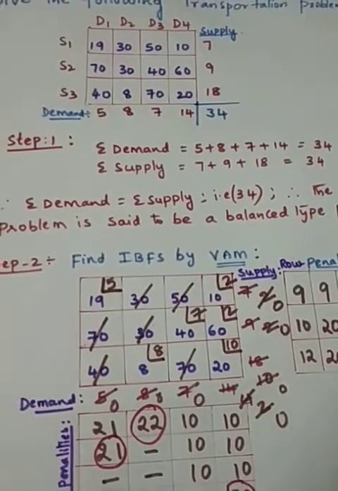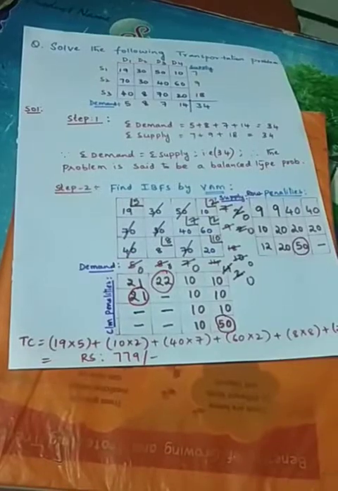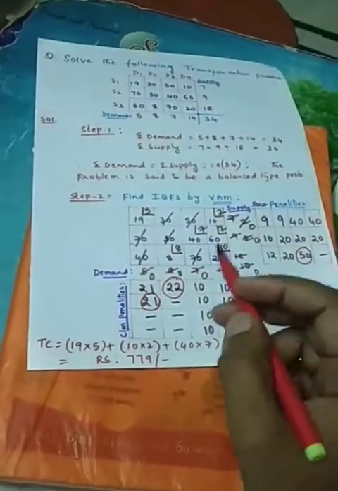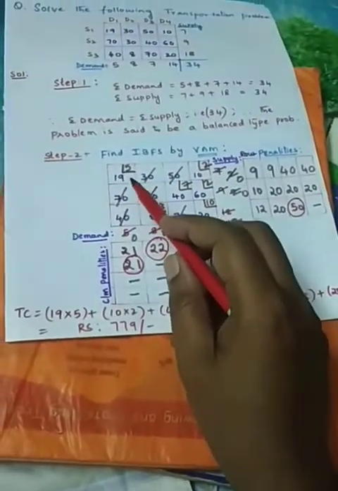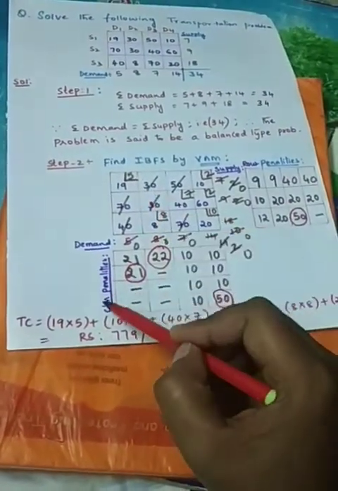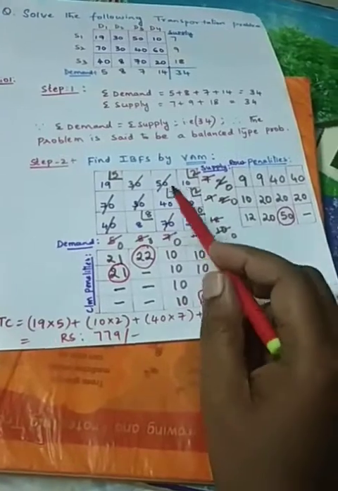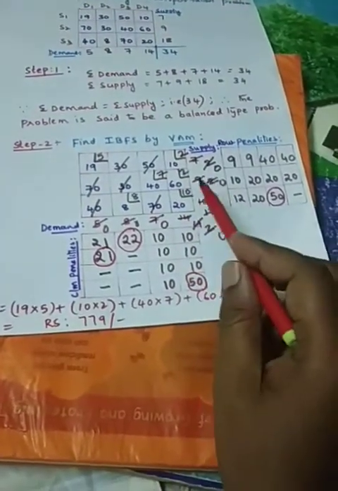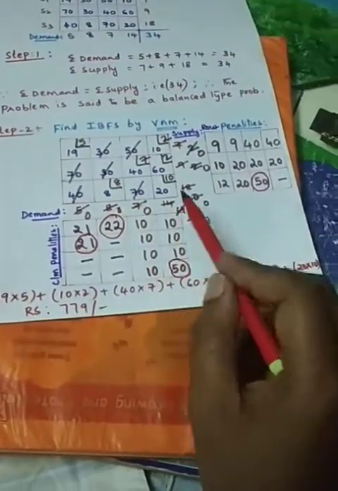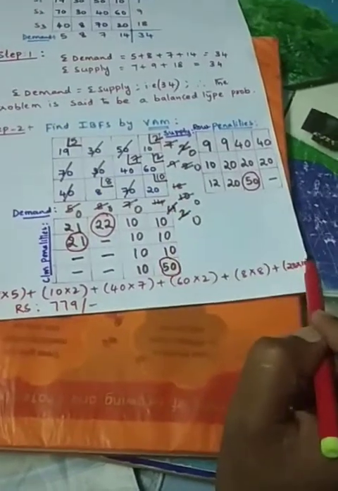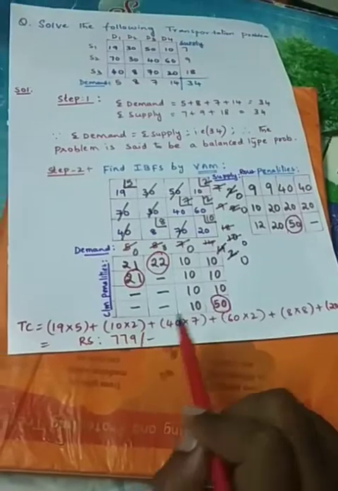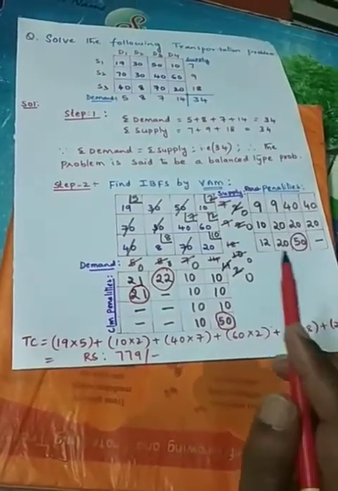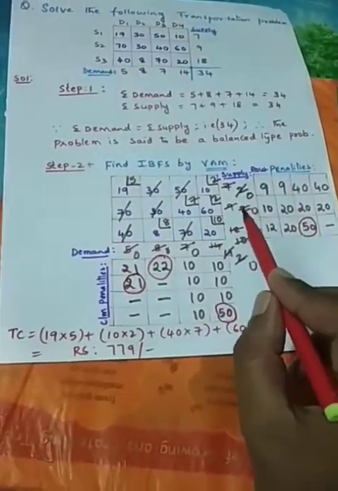Now you need to calculate the transportation cost. So now we calculate the transportation cost. As I said, here you see the allocated cells: 19 into 5 plus 10 into 2 plus 40 into 7 plus 60 into 2 plus 8 into 8 plus 20 into 10. So you get the transportation cost of 779. So with this we got the initial basic feasible solution by using Vogel's approximation method.